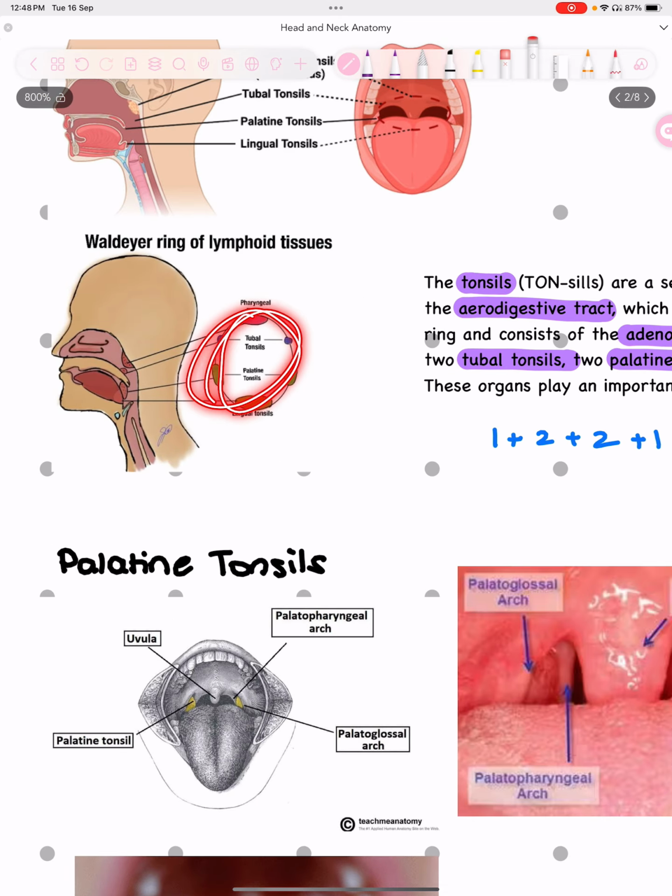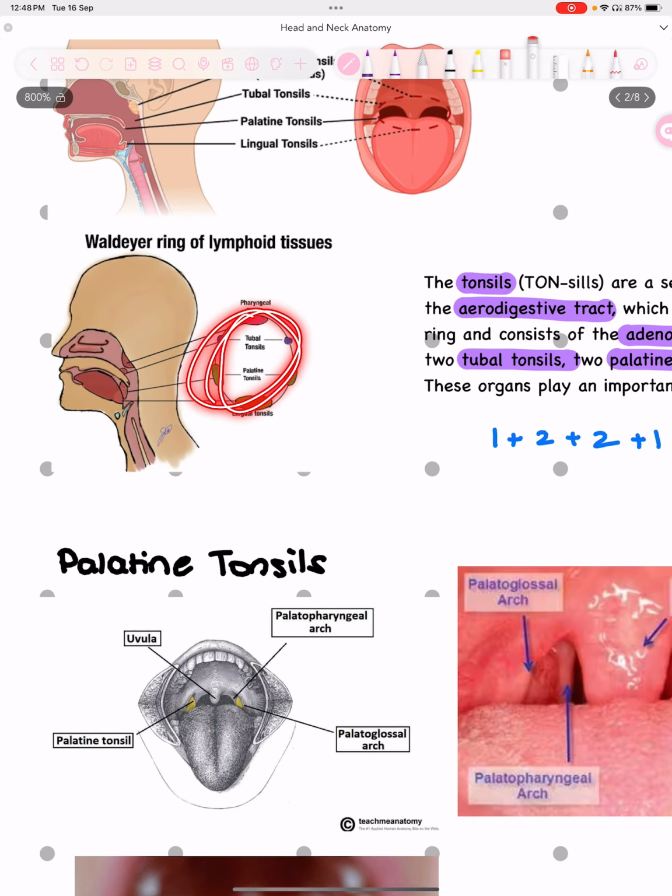The tonsil is almond shaped. It has two surfaces. Let me just make it clear from here. This is the medial surface, then the lateral surface. And then it has two borders. One is the anterior border, what you see from here. One is the posterior border. And then it has two poles, an upper pole and a lower pole.